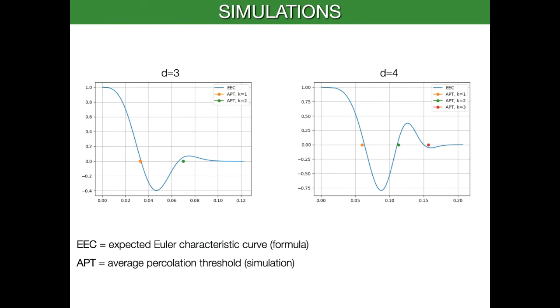Maybe the point is that usually in percolation theory, people know very little about how to calculate the percolation thresholds. And if we can say that we can get them from the Euler characteristic curve, which you have an analytical formula for, it can be an advantage.